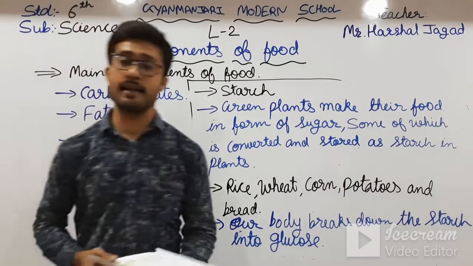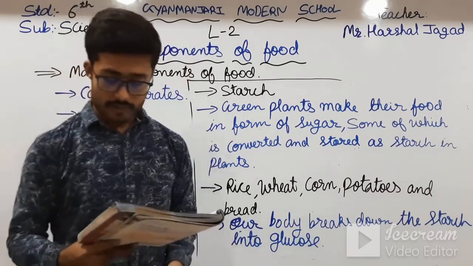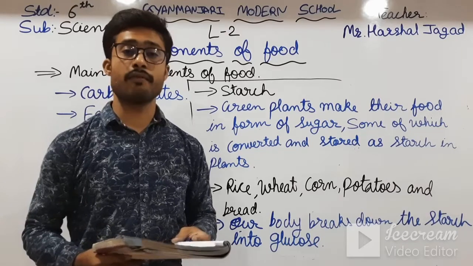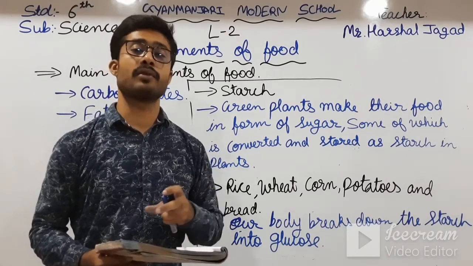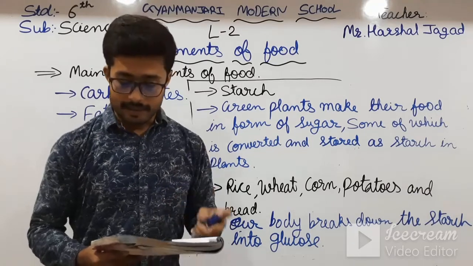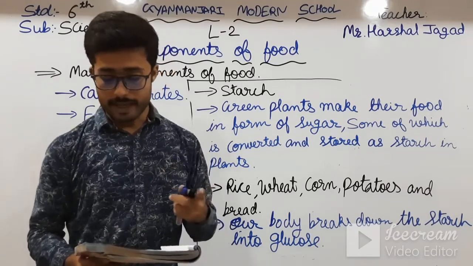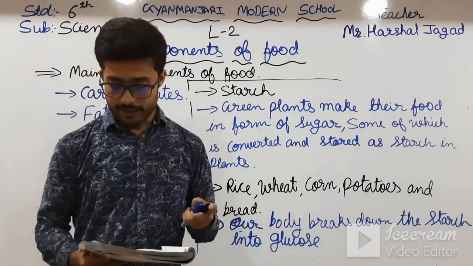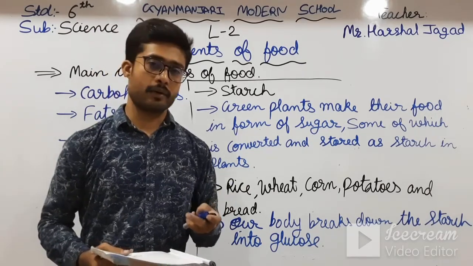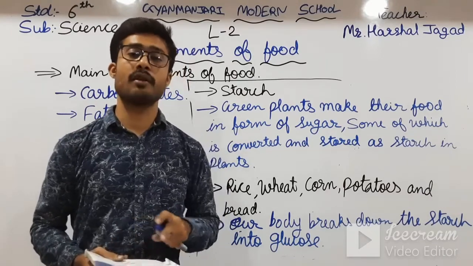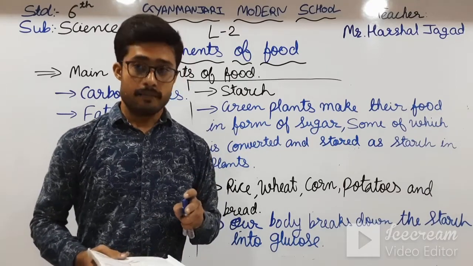See here there are some pictures of the rich sources of the carbohydrates, which are the main sources of the carbohydrates. Let's see, there is a picture of bread that we eat, wheat, cornflakes, honey and potatoes. So these are the main sources of carbohydrates.